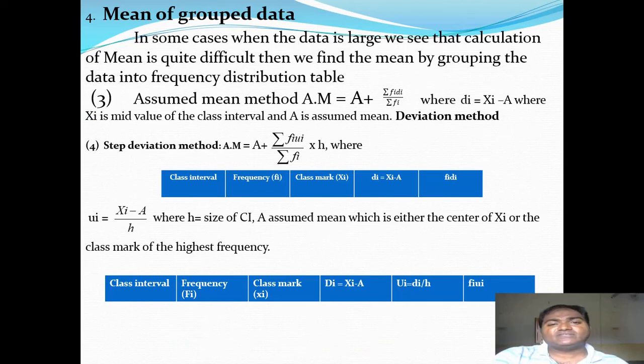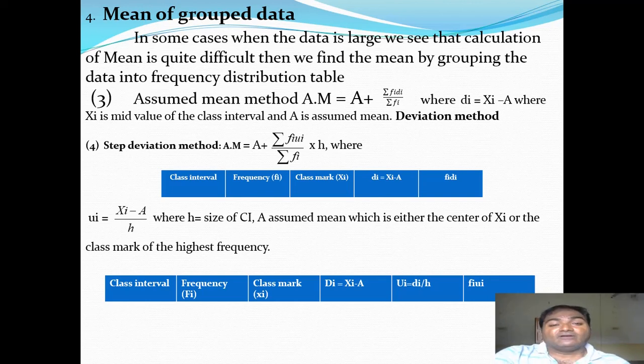In certain cases, the data is very large. We are unable to calculate by the ungrouped data method, or we are getting bigger values, or we make mistakes while calculating. So what are we going to do? We are going to use the formula for the arithmetic mean of grouped data.